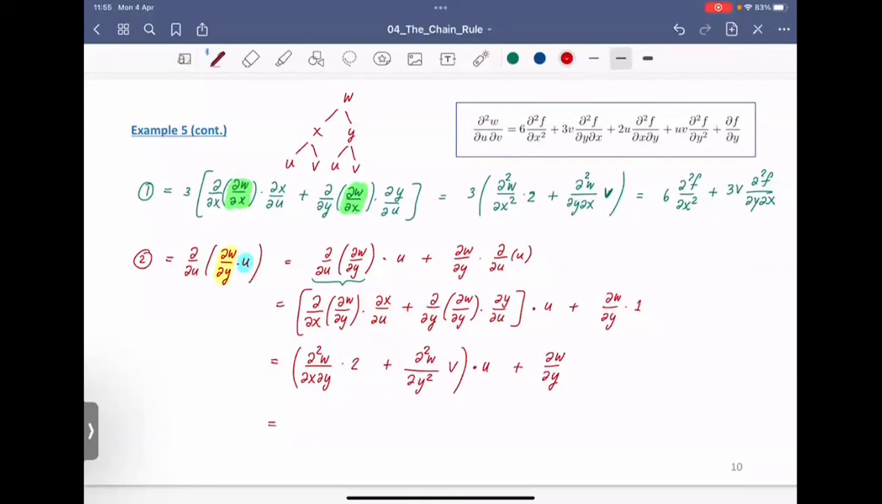So hopefully it gets back to the thing you want. So it's going to be 2U times ∂²W by ∂X ∂Y. And then plus U times V ∂²W by ∂Y². And then the last one is going to be ∂W by ∂Y. Again, if you don't like W, you can change it to F, because they are just different names. So we're going to change it to F. So we get the final answer we want.